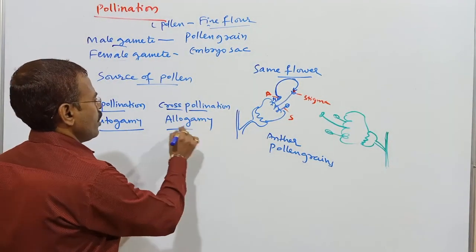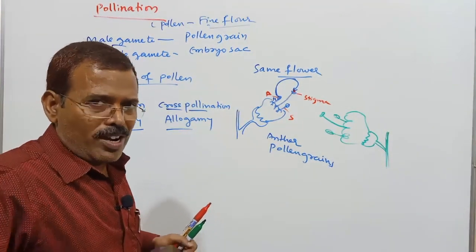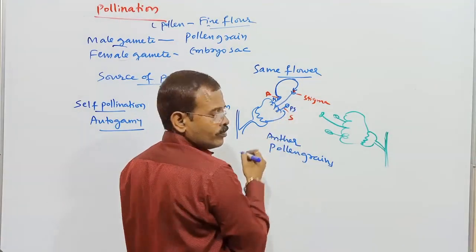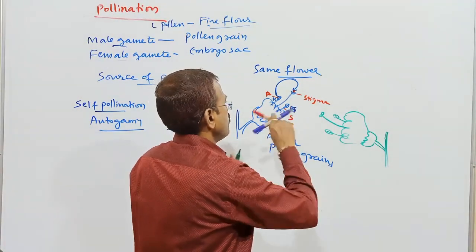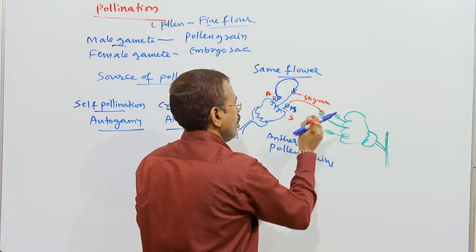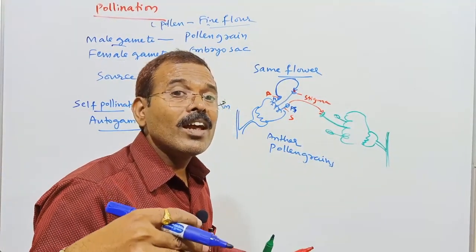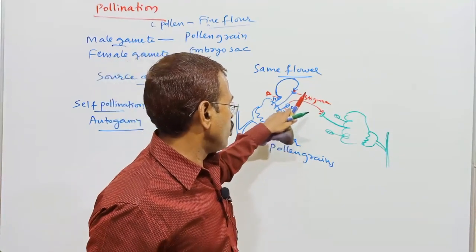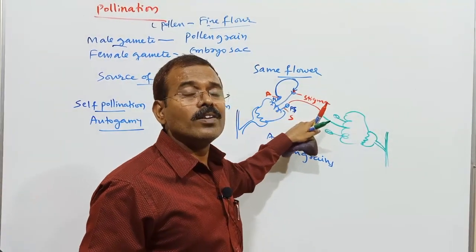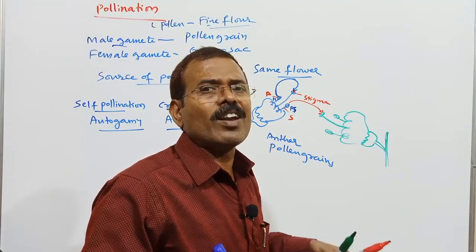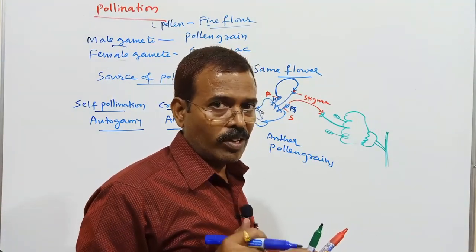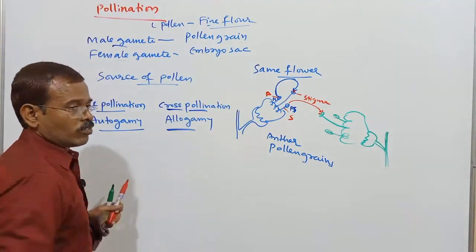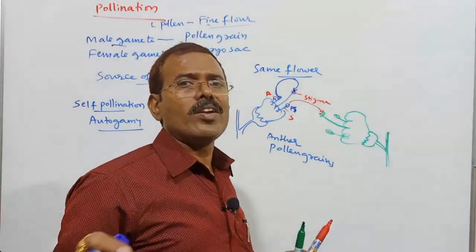Then what is cross-pollination? True cross-pollination is the transfer of pollen grain from anther to the stigma of another flower on another plant, a different plant, but of the same species, remember that. So we call it cross-pollination, or allogamy. So these are the two main types of pollination.